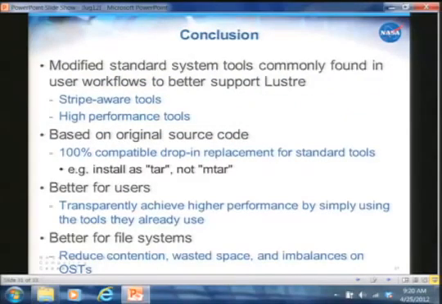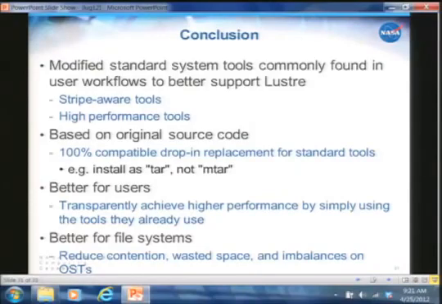Okay, so in conclusion, I modified standard system tools used by users to manipulate files in common workflows to better support Lustre. This is by both adding stripe awareness as well as high performance. It is based on the original source code, so it is basically 100% drop-in compatible with the standard tools. The idea is you simply replace the tools that already exist. So you don't call it mtar or whatever, you just install it as tar. I guess we don't quite yet follow this suggestion at NAS, but it's planned for the future.